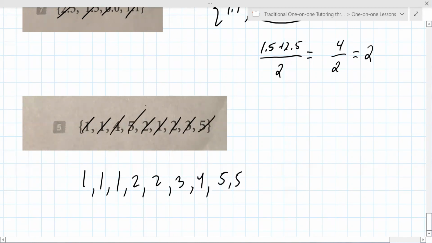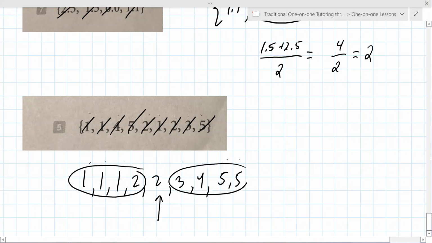Another thing you can do is count the number of numbers at the end and compare it to the beginning, to make sure. Another reason that might be useful is it tells you whether there's an even or an odd number of numbers. Now notice on the outside here, there's the same number of numbers, and it's always the same number there. So that's your median.